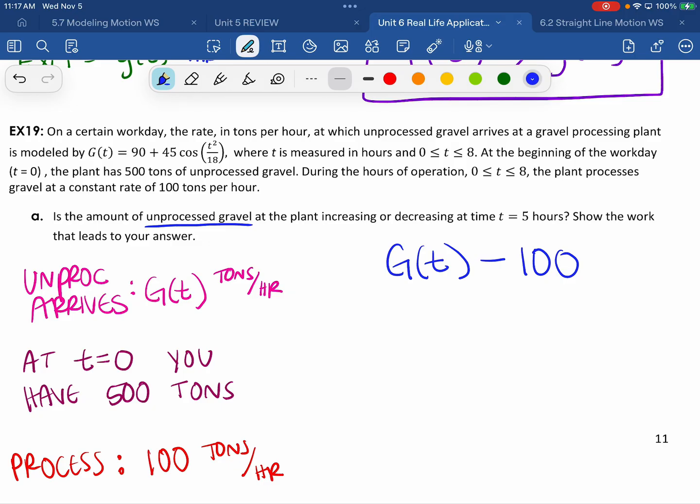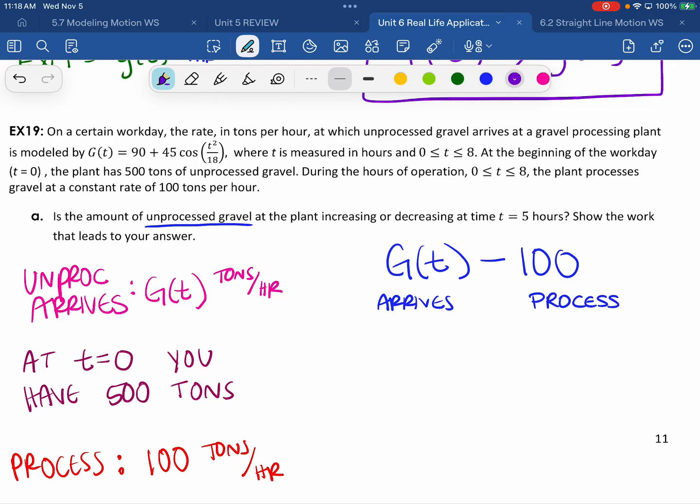All right, so this G of T is what arrives, and this is how fast I process. All right, so now that I got my, did I spell that wrong? It's fine. Now what do I do? You attach a T to the 100. Put everything that's in G of T. But what am I plugging in for T? 5. So I'm going to plug it in.